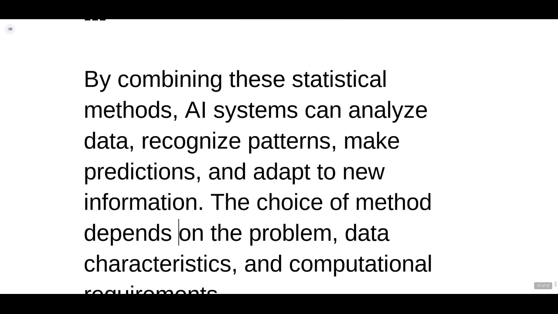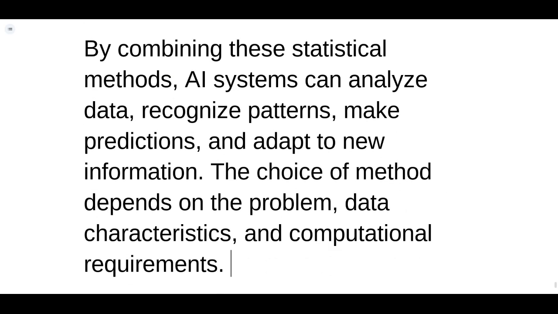So, by combining these statistical methods, AI systems can analyze data, recognize patterns, make predictions, and adapt to new information. The choice of method depends on the problem, data characteristics, and computational requirements.